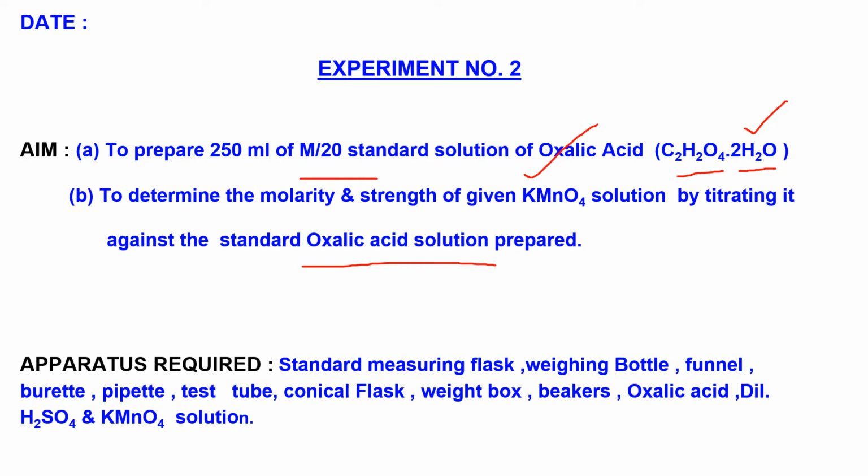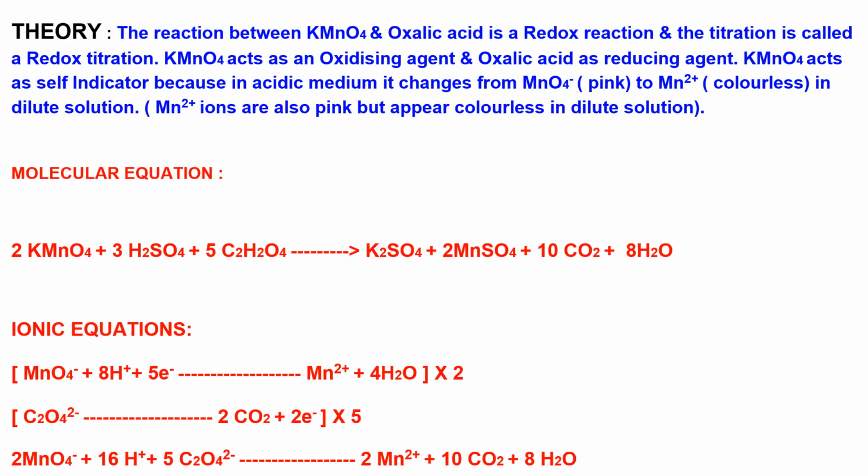The apparatus required would be a standard measuring flask, 250 ml in this case, weighing bottle, funnel, burette, pipette, or maybe another burette, test tube, conical flask, weight box, beakers, and some chemicals like oxalic acid, dilute sulfuric acid, and KMnO4 solution. Here also the theory is the same as the Mohr salt redox reaction, that KMnO4 is an oxidizing agent and a self indicator also, because in acidic medium it changes from pink to almost colorless, so we do not need any other indicator in this dilute solution.